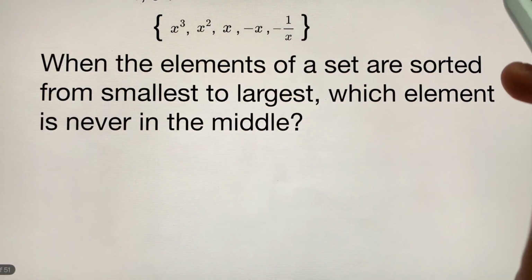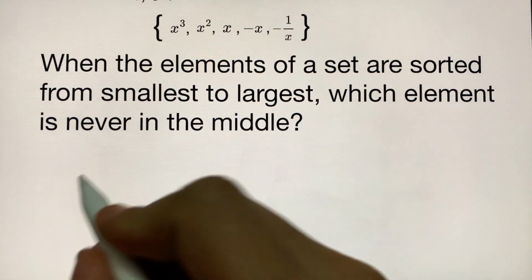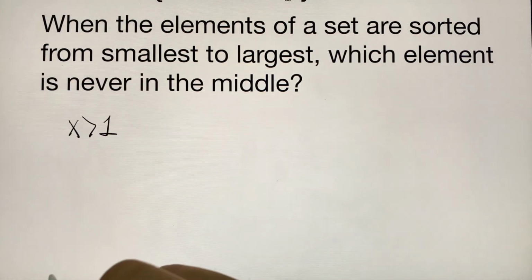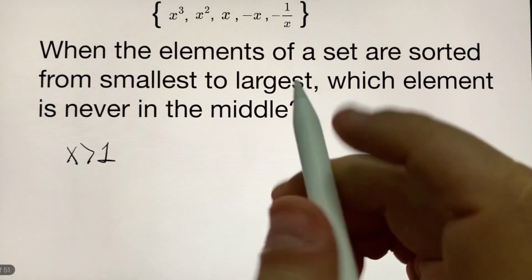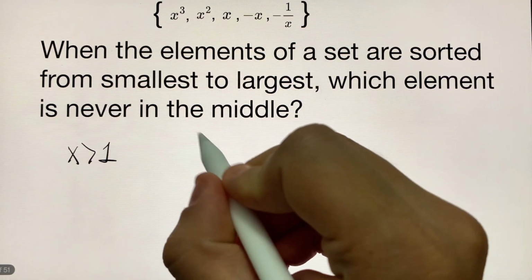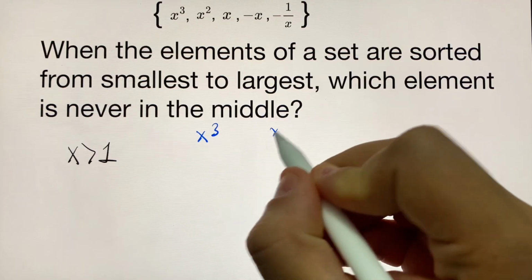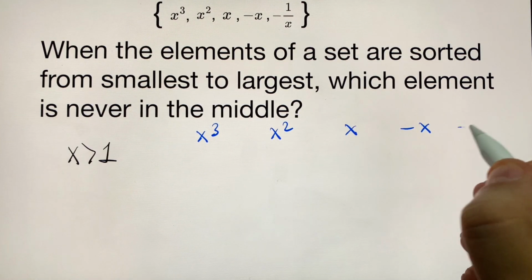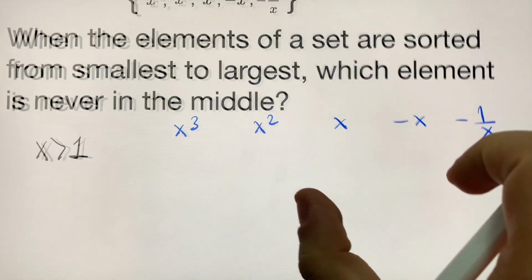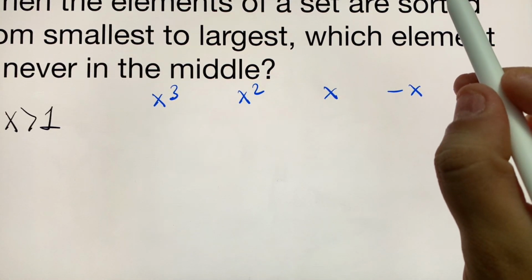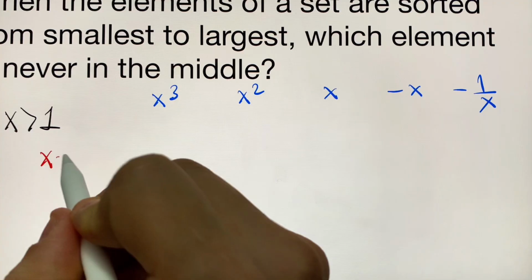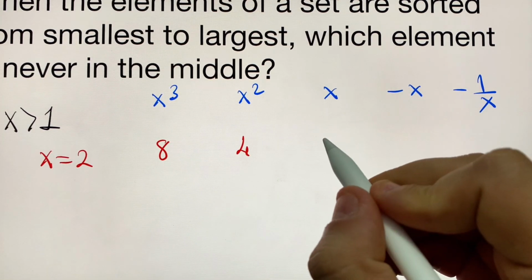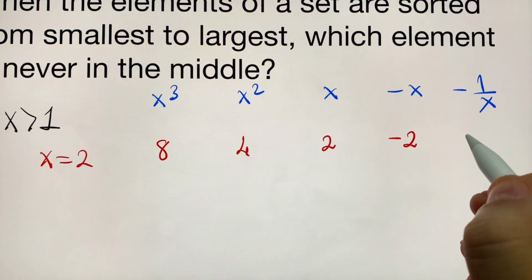I can explore this question by choosing numbers close to these numbers. So what do I mean? First, let's choose x bigger than 1. In this case, of course, we need to write x cubed, x squared, x, and we can express it as minus x, minus 1 over x. For example, if I choose x greater than 1, say I choose x equal to 2. If I write 2: 8, 4, 2, minus 1 over 2.